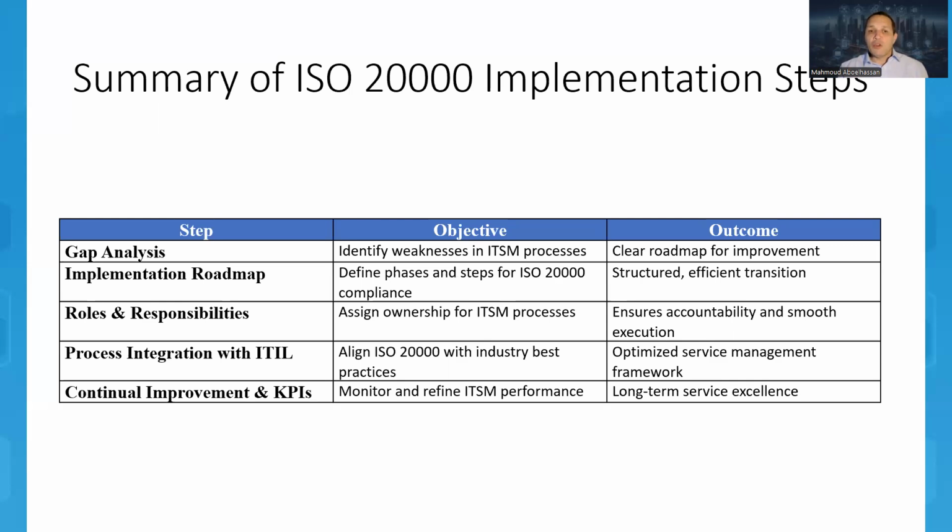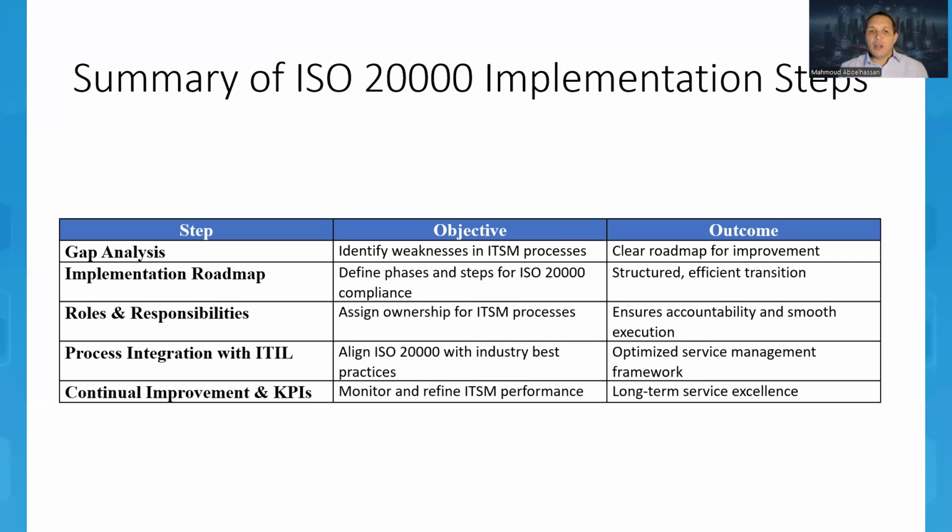Implementation roadmap, its objective is to define phases and steps for ISO 20000 compliance, so we get compliant with ISO 20000, and its outcome is a structured and efficient transition towards a successful ISO 20000 implementation. Roles and responsibilities, its objective is to assign the ownership of ITSM processes, and the result will ensure accountability and smooth execution.